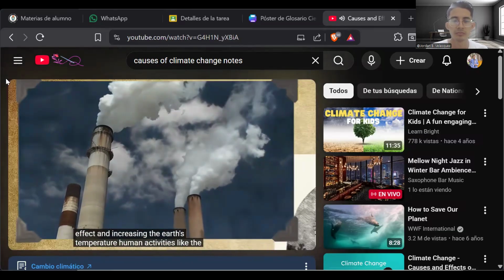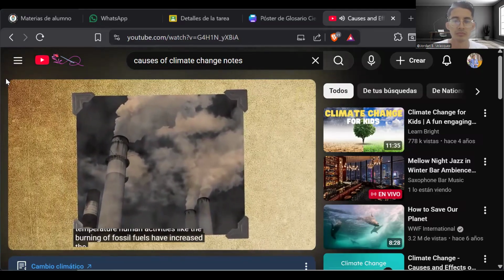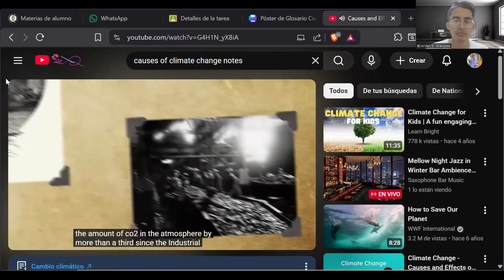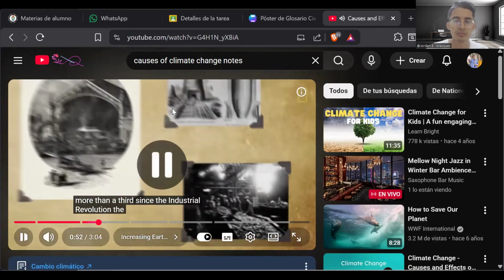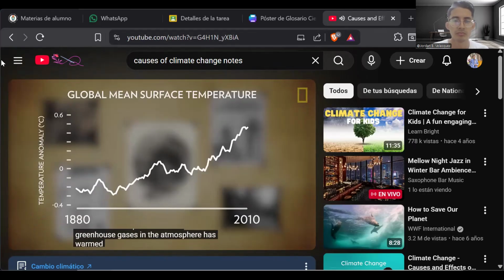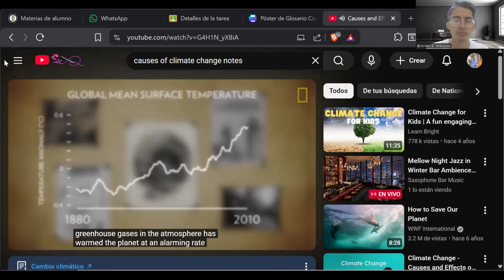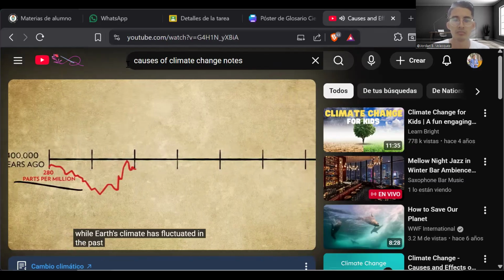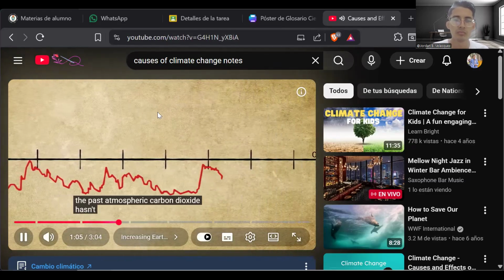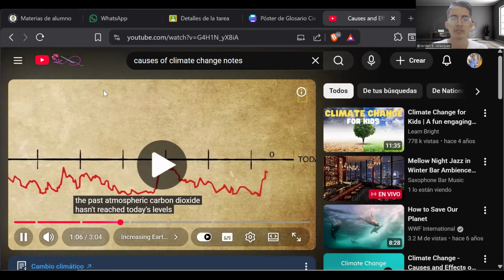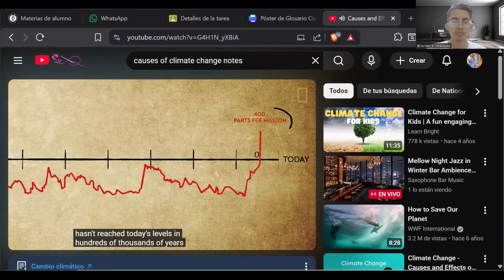in the atmosphere, the more heat gets trapped, strengthening the greenhouse effect and increasing the Earth's temperature. Human activities, like the burning of fossil fuels, have increased the amount of CO2 in the atmosphere by more than a third since the Industrial Revolution. The rapid increase in greenhouse gases in the atmosphere has warmed the planet at an alarming rate. While Earth's climate has fluctuated in the past, atmospheric carbon dioxide hasn't reached today's levels in hundreds of thousands of years.